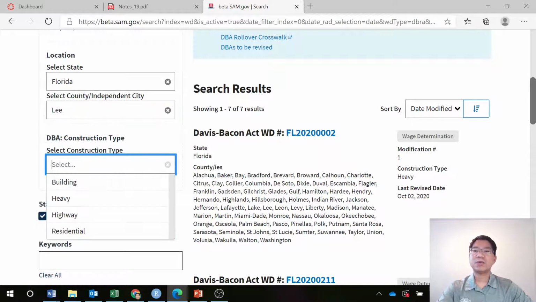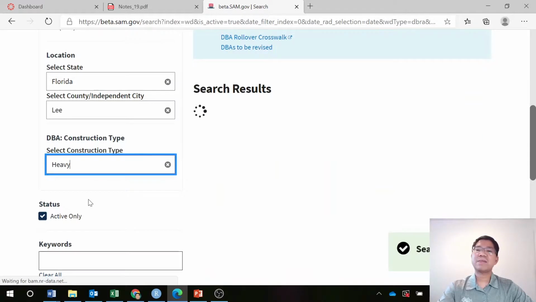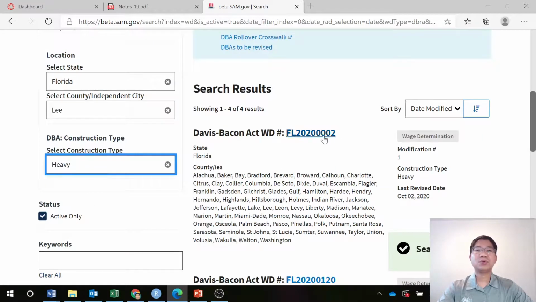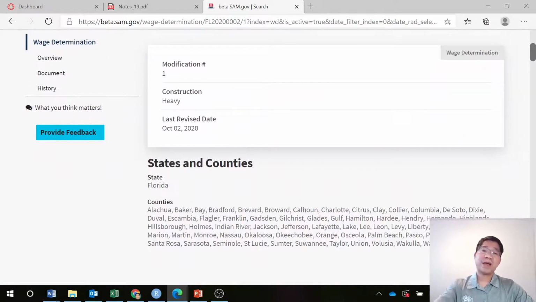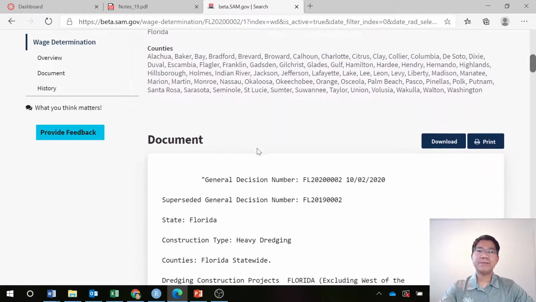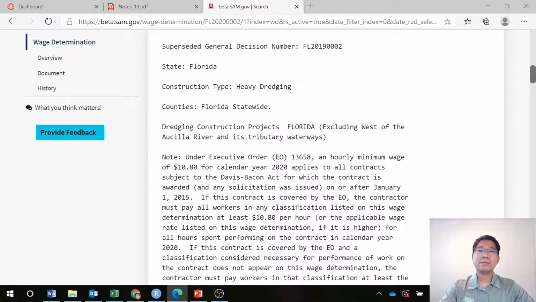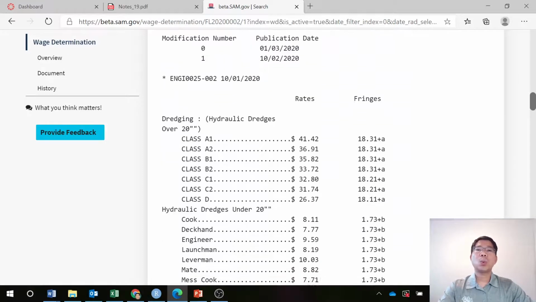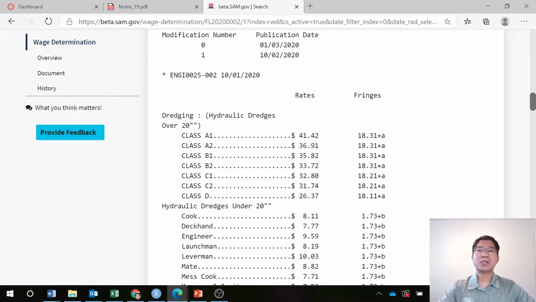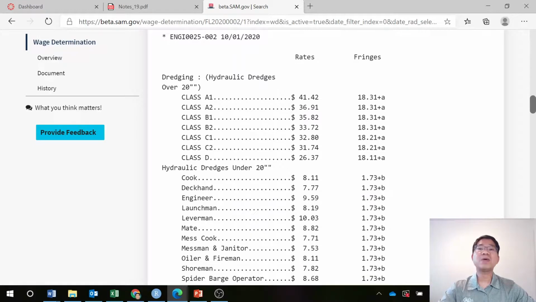and of course, in your state, you can select the building type. For example, we do wastewater, things like that. It can be selected as heavy, and it shows you the wage determination. For example, here, it was revised just recently, October 2020, and you select construction type heavy, and it will determine, in Lee County, if you hire for a project that is related to federal money, what should be the minimum wage for a certain type of worker.